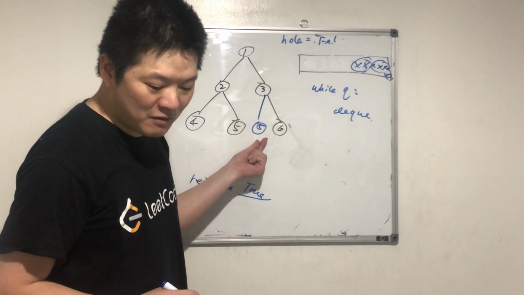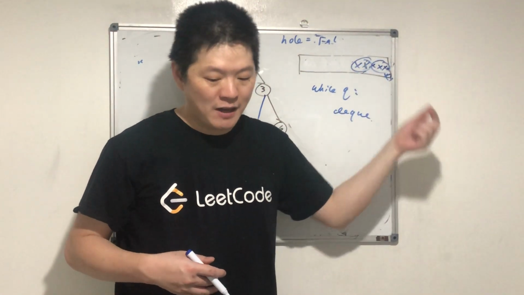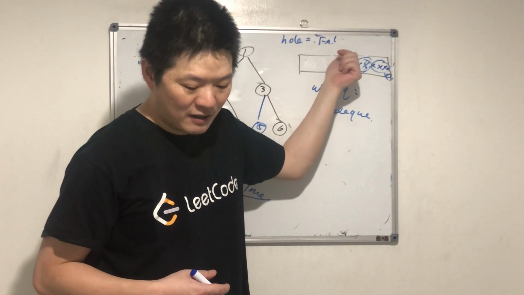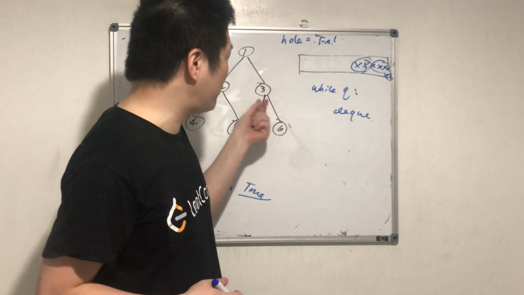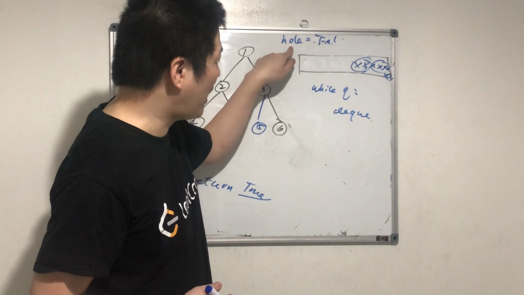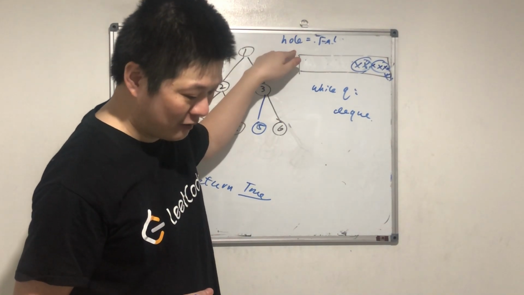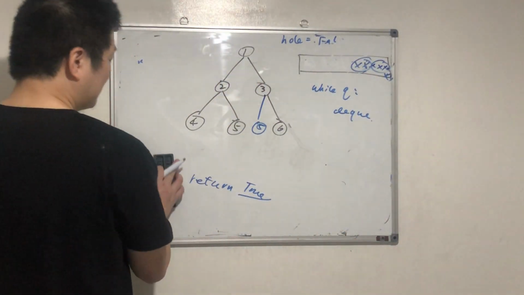We push the empty node in as a placeholder for next time. If we meet the empty hole, we set this hole to true, right? And then when we meet a node, if there's a hole before, then we return false immediately, right? Does it make sense?